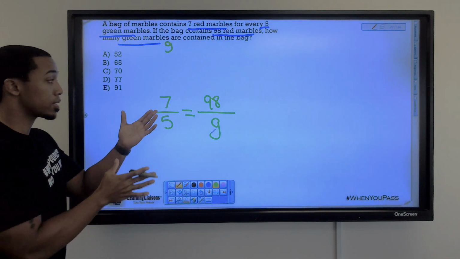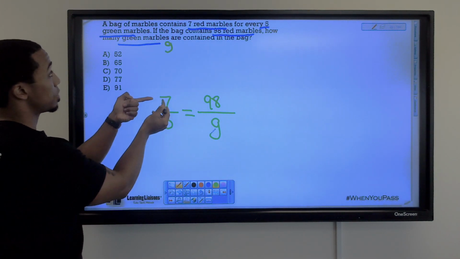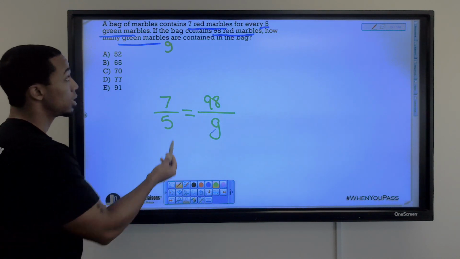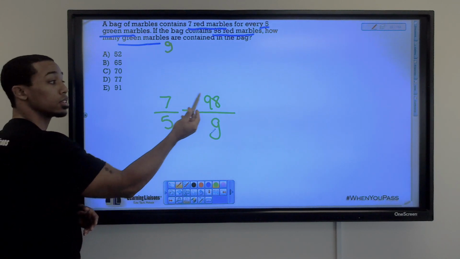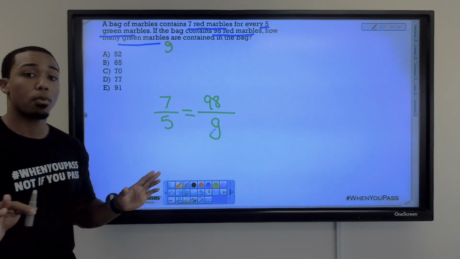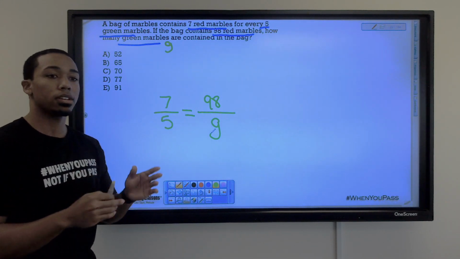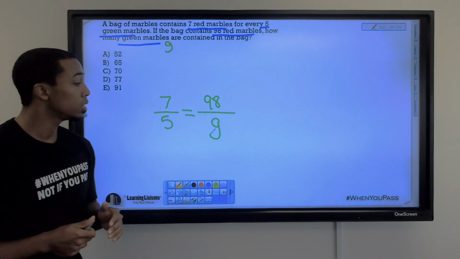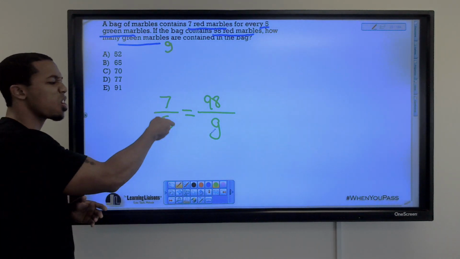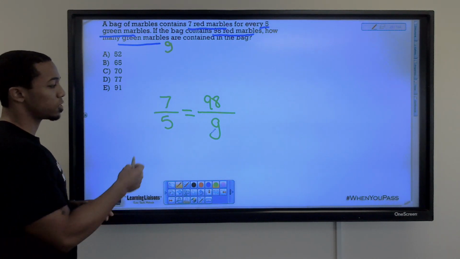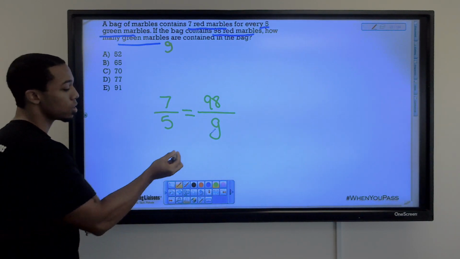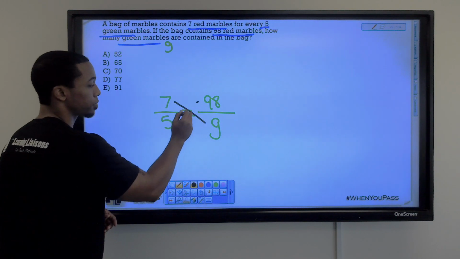So let's check it out. This is how I set up my proportion. 7 up top, red. 98 up top over here, also red. This is the ratio, 7 to 5. This is the total, or the exact amount, 98 to G. I know that my proportion is set up properly. It's not all funky, so I'm good to go. So, again, the easiest way is cross multiplication. This is a little harder to use intuition with, just because 5 to 7 is not a common ratio that we deal with on a daily basis. So, let's go ahead and cross multiply.